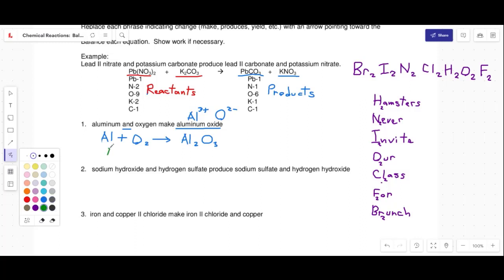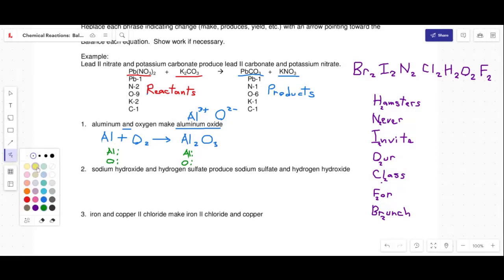I'm going to balance it. I usually like to list out my elements, so I'm going to list out aluminum and oxygen. There's only 2 elements in this case, so this is pretty easy. Normally when you're balancing these equations, you want to balance whatever is easiest to balance first. Now the easiest one to balance is going to be the one that appears in the fewest places.